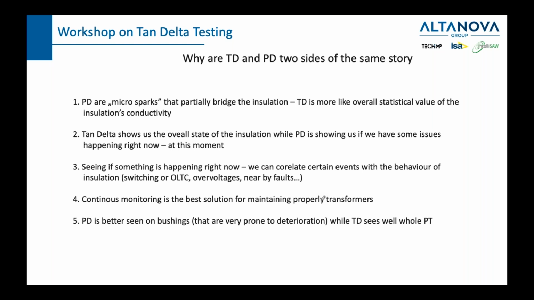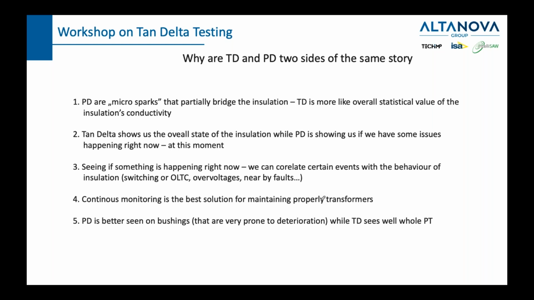Also, when I say here that PD is better on bushings, it doesn't mean that TD is not good, but PD is usually measured on bushings. And the closer you are to the source of partial discharge, the better you will understand what's happening. On the other side, tan delta can easily measure every aspect of a transformer's body, while PD might have some issues with the bottom parts of the tank.